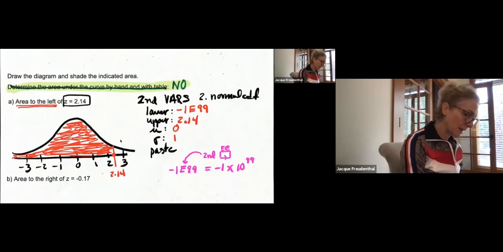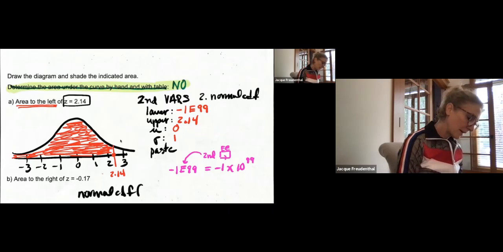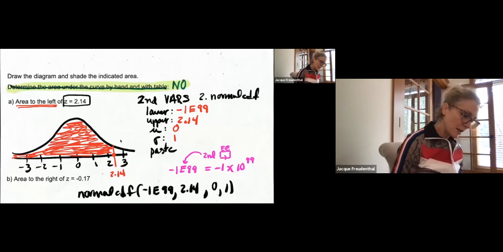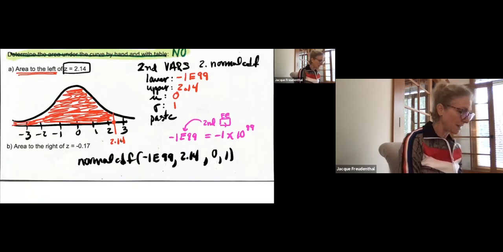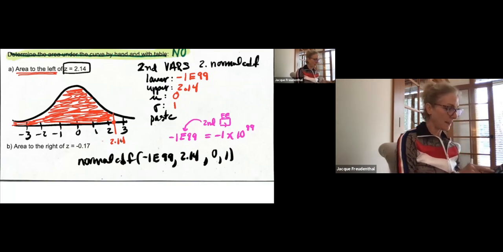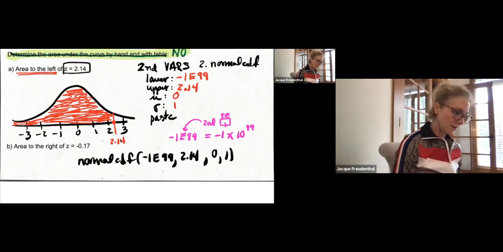So on your screen it looks like this. On your screen you'll have normalcdf and then you'll have -1E99, so the lower bound, up to 2.14, the mean and the standard deviation. So that's what your screen's going to show. And when you hit enter, I didn't put that in right, so hang on. Okay, when you hit enter, you get approximately 0.9838.